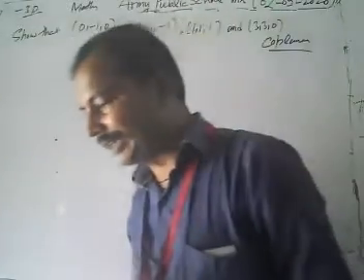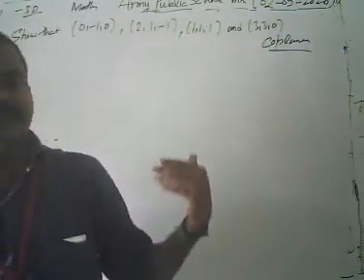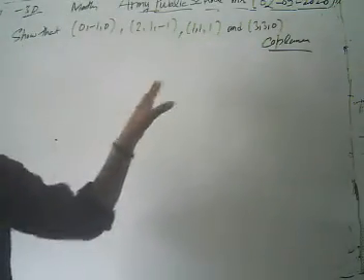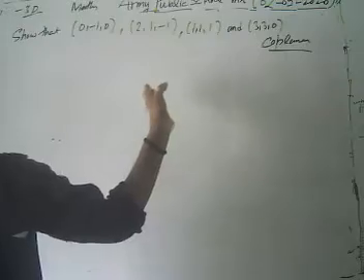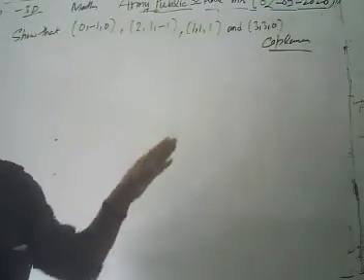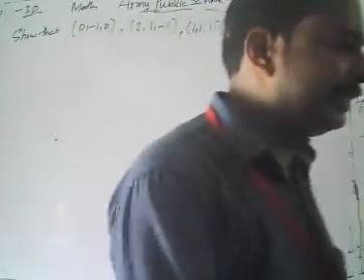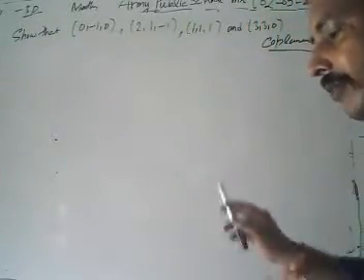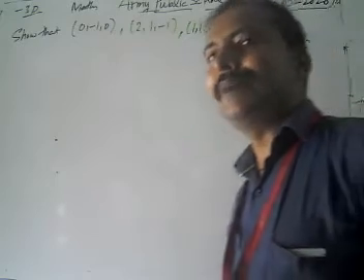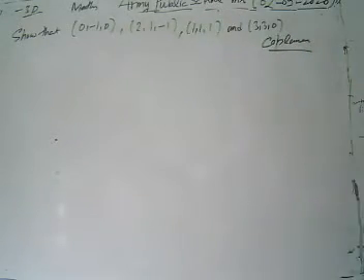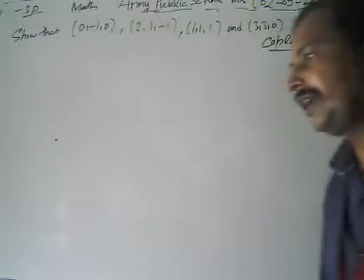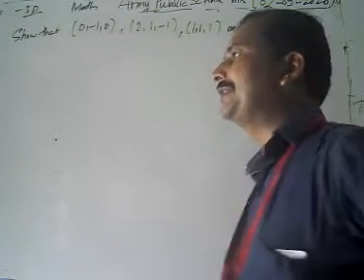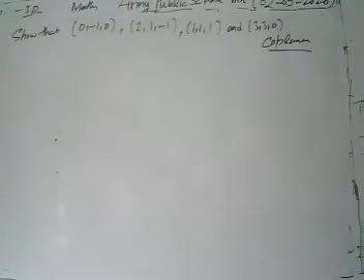We have already discussed in our last topic the equation of a plane passing through 3 points x1, y1, z1, x2, y2, z2, and x3, y3, z3. What is the equation of the plane in Cartesian form? It is given in determinant form: x minus x1, y minus y1, z minus z1, x2 minus x1, y2 minus y1, z2 minus z1, x3 minus x1, y3 minus y1, and z3 minus z1.